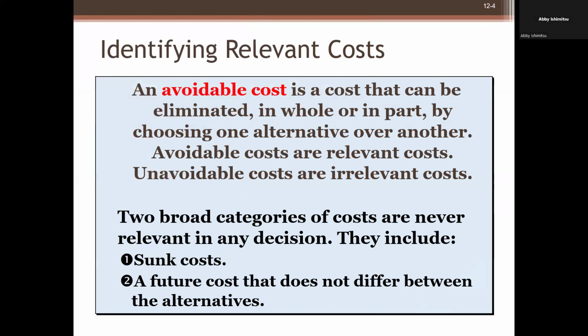Another term to define is avoidable costs. So an avoidable cost goes away if you choose an alternative. It just goes away. Therefore, it's relevant. If it's unavoidable, if it's the same cost with both, it's irrelevant. It doesn't change, doesn't affect your decision.